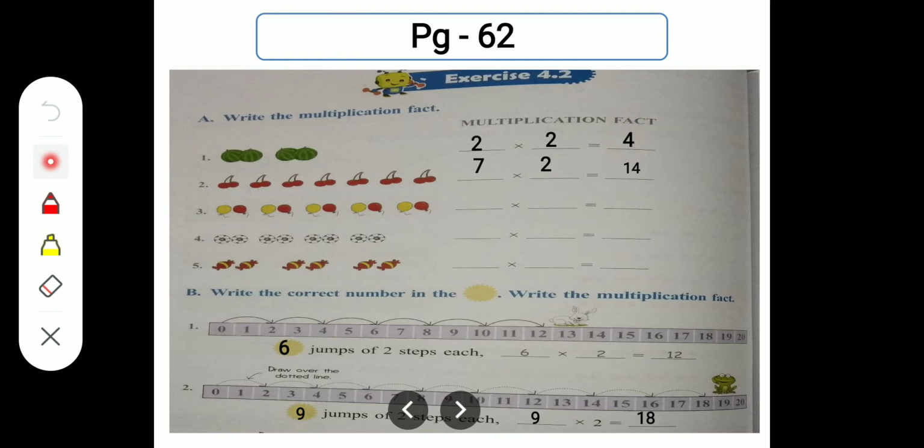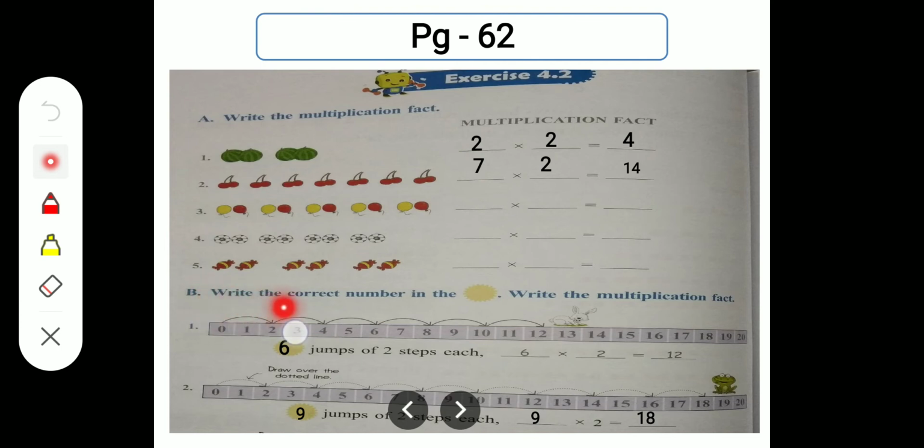Now again the next one, number 2. So let us count how many groups there are. 1, 2, 3, 4, 5, 6, 7. So number of groups is 7 into how many cherries are there in each group? 2. So that means 7 into 2 is equal to 14. Now let us count 1, 2, 3, 4, 5, 6, 7, 8, 9, 10, 11, 12, 13, 14. So there are 14 cherries.